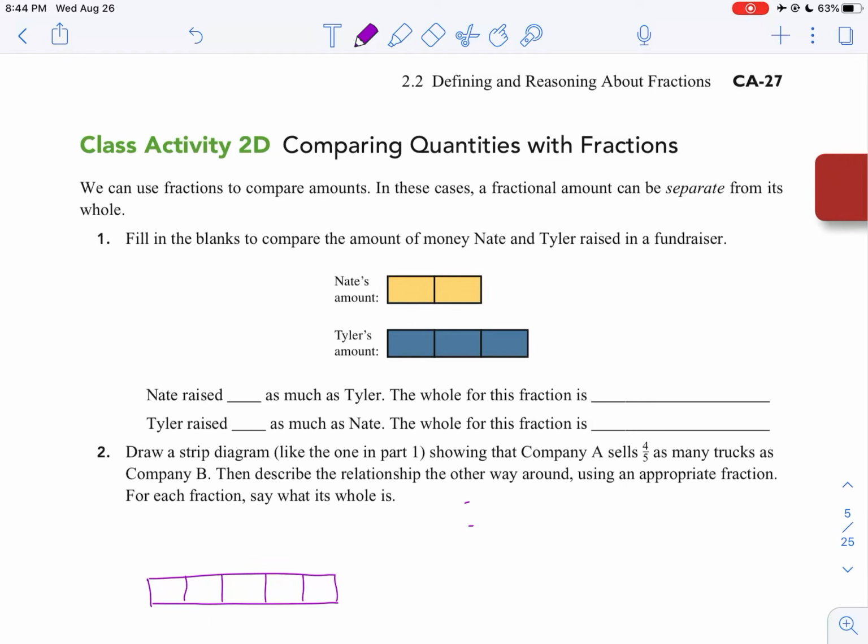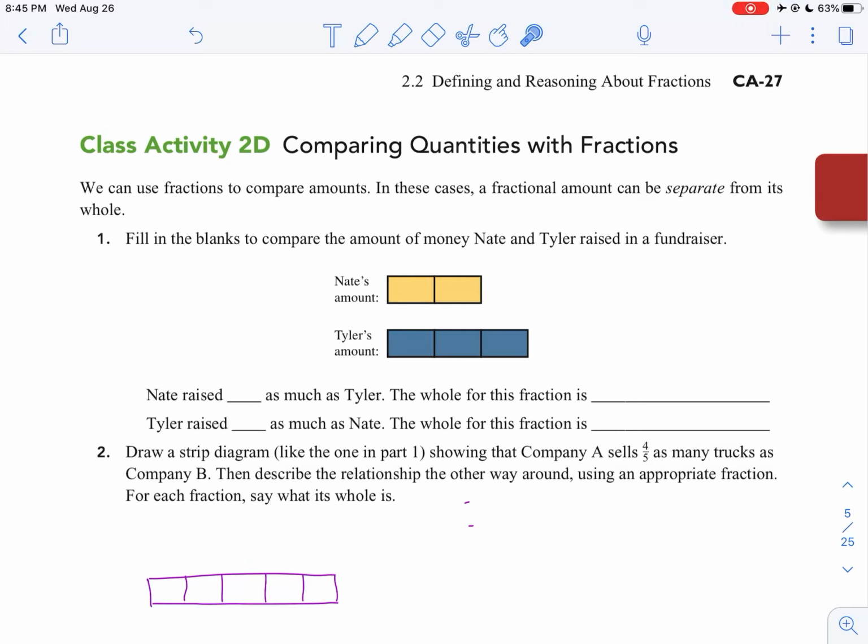Hello, let's go ahead and take a look at class activity 2D here. Again, we're going to look at using different wholes and also kind of comparing quantities really is what we're doing. And so in number 1, it asks us to fill in the blanks to compare Nate's money to Tyler's money that they raised in a fundraiser. And so we can see here Nate raised less than Tyler. Nate raised blank as much as Tyler.